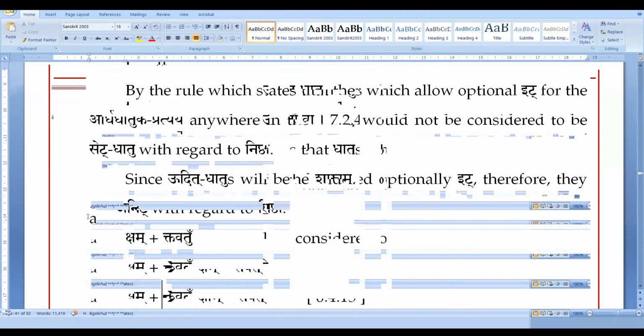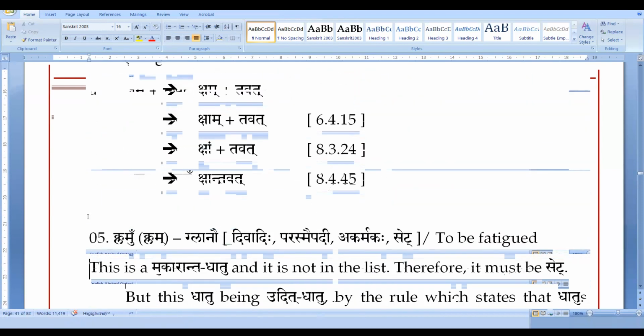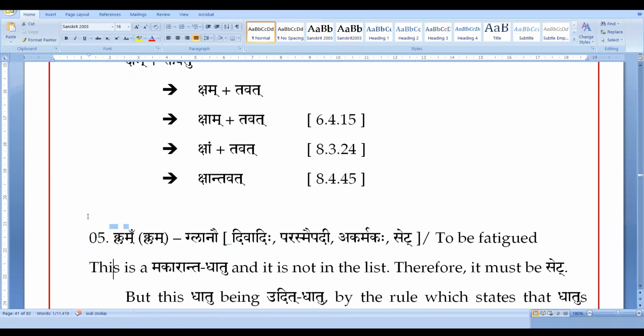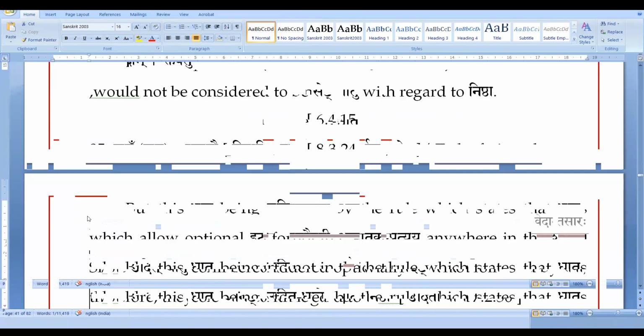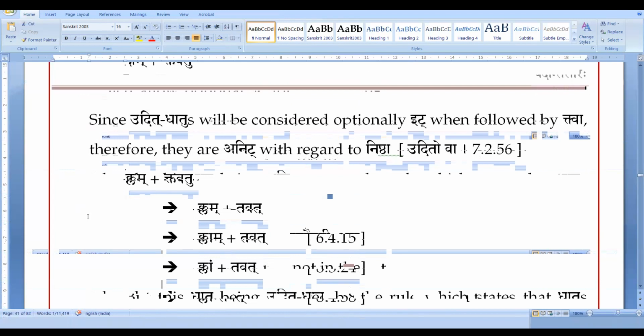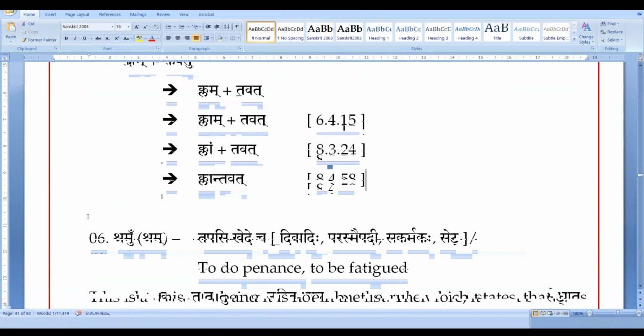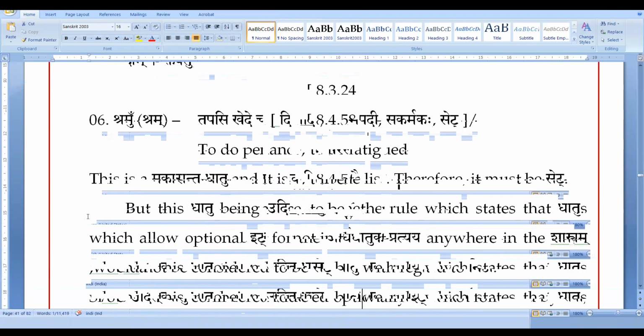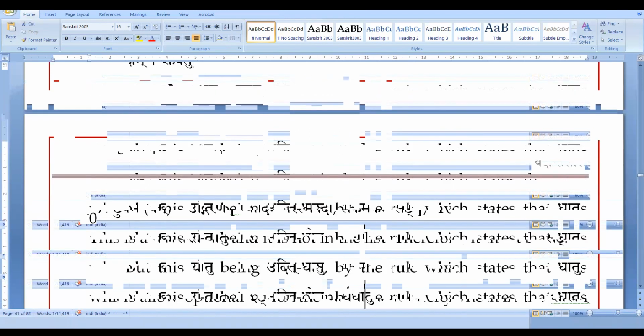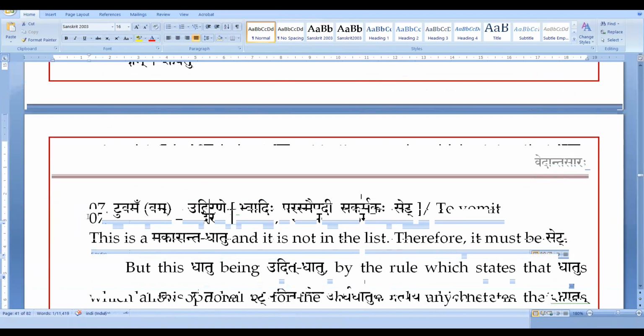Okay. Then klam is tired. Klamu. This is also udit. Klantaha you get. Same thing. Nakaranta dhatu, not in the list, therefore set, but it is udit, therefore no itagama, therefore klantavat rupam. Okay. Shamu, same thing. Shantavat. Right? Shanta. Same logic. Then this is first gana.